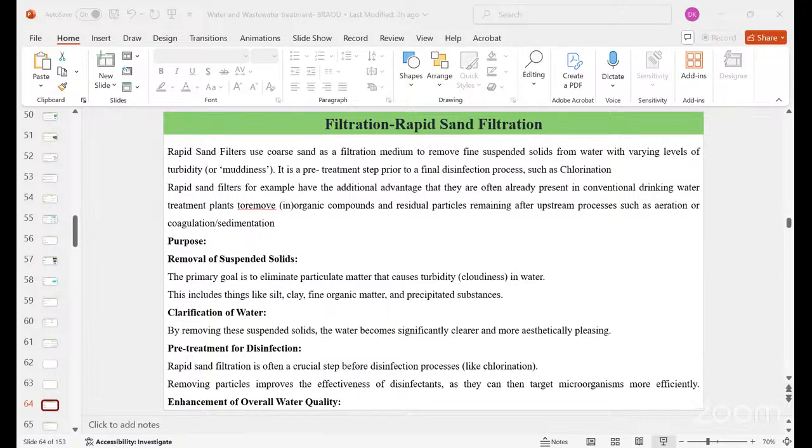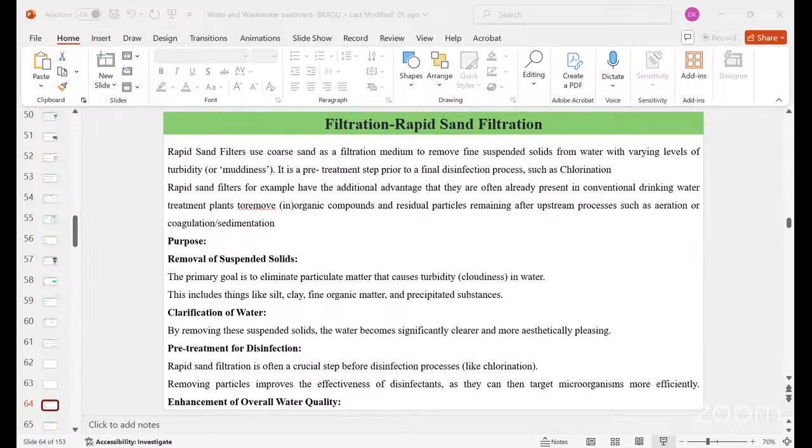And there is the uniformity coefficient, that is D60 by D10, which indicates the range of grain sizes, and for filter media this typically ranges from 1.3 to 1.7 for sand. And the media depth as well. So we will be looking into several parameters, particularly the characteristics and the depth.